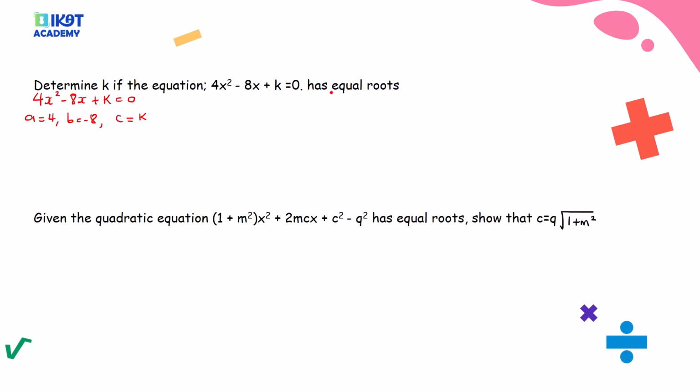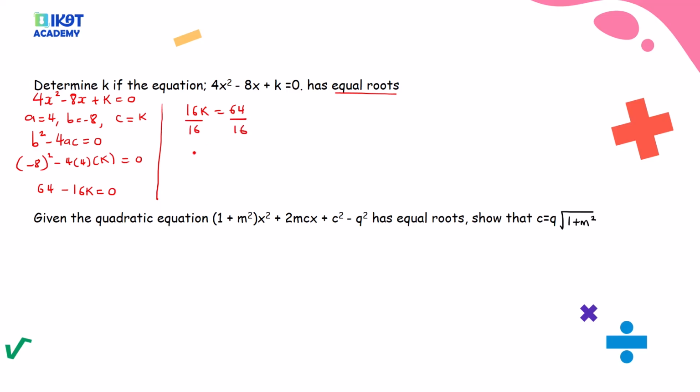C is k. But the question has said has equal roots, and we've said for any quadratic equation to have equal roots, b squared minus 4ac is equal to 0. So here we have b is negative 8 squared minus 4 into 4. And what is c? C is k. This is equal to 0. So we end up having 64 minus 16k is equal to 0. So we end up having 16k is equal to 64. Divide through by 16, divide through by 16. Our value of k is 4. So we've solved this just by using this condition for a quadratic equation to have equal roots.